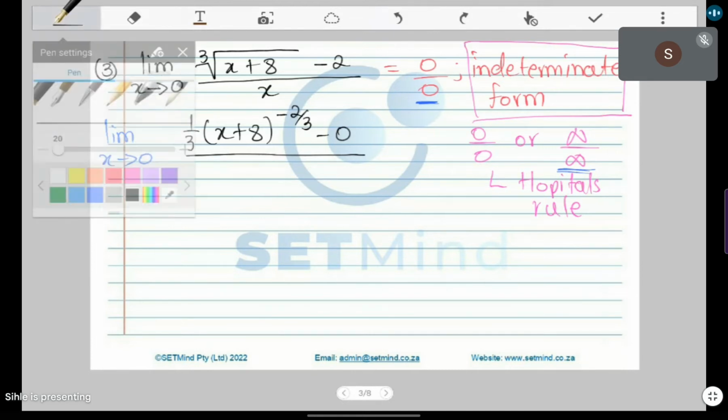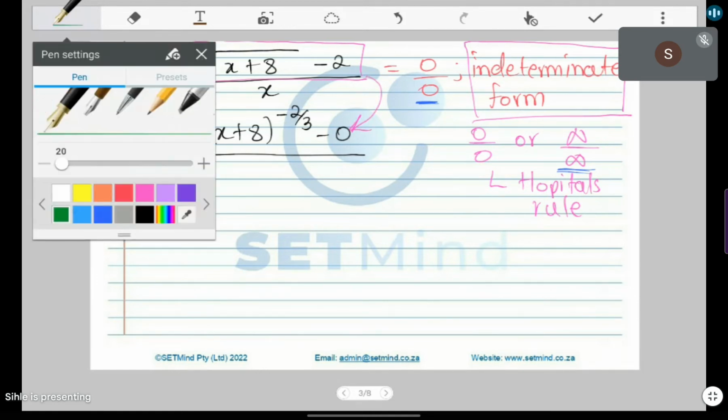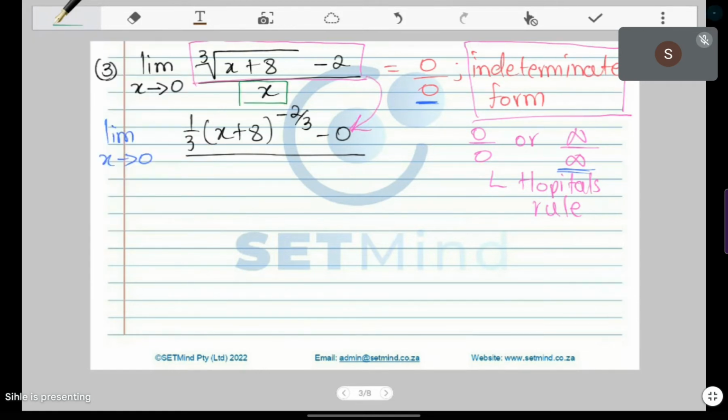Remember, we said we find the derivative of the numerator. Derive the numerator on its own, and then it's going to equate to this. And then after doing so, derive the denominator, and then put the answer here, which is going to be 1.